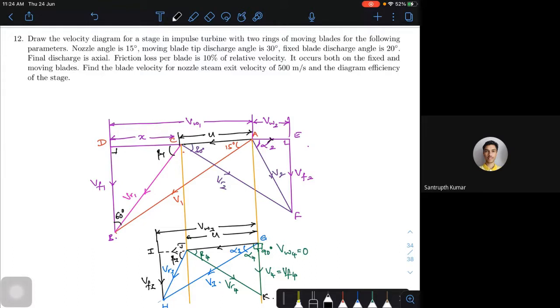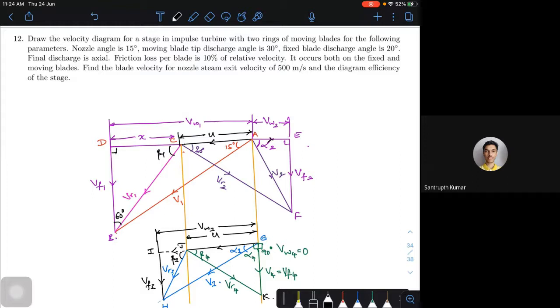Friction loss per blade is 10% of the relative velocity. It occurs both on the fixed and moving blades. Find the blade velocity for a nozzle stream exit velocity of 500 meters per second, and the diagram efficiency is 30. But once again, the vane efficiency, that's what they tell. So it's also called diagram efficiency or vane efficiency.